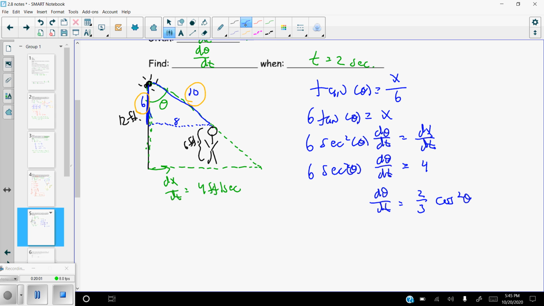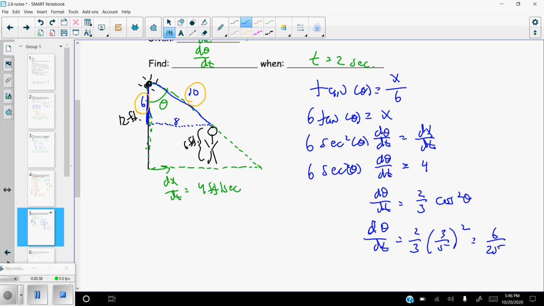So what ultimately we're going to get here is that d theta over dt is 2/3 of 6/10, which reduces to 3/5 squared. Okay, and then go ahead and simplify that. So 3/5 squared is 9/25. So that's going to be a 9/3, so that's going to reduce to 3. So it's going to be 6/25, I believe, is what we get there. If I did that right in my head, hopefully I did.